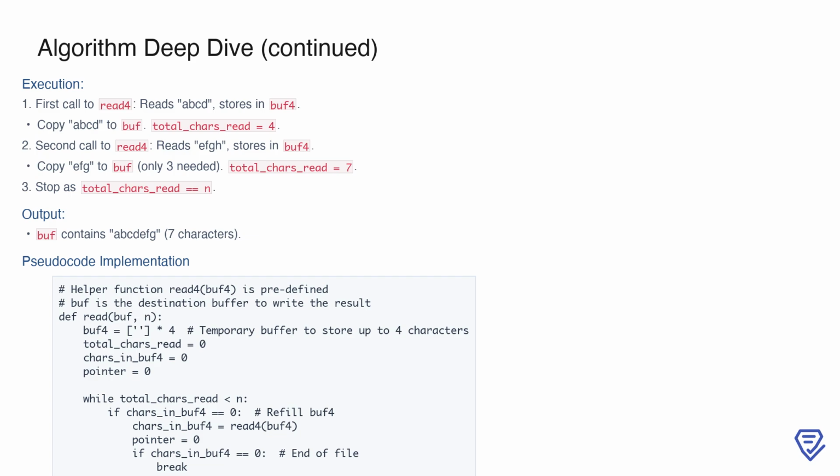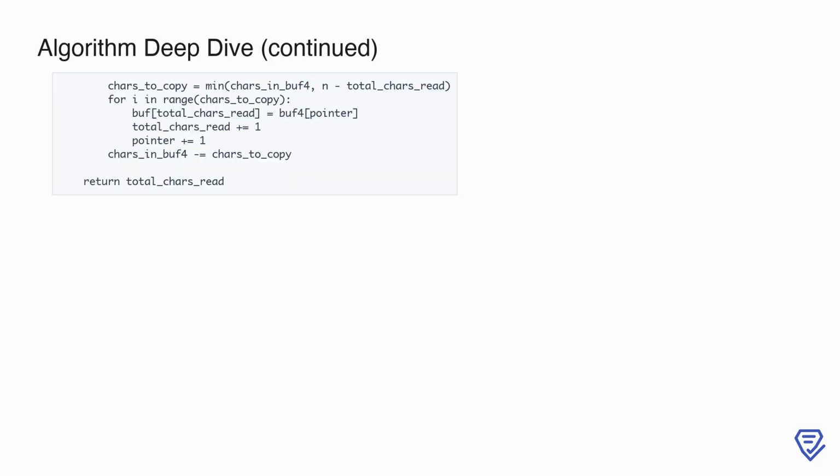However, since we only need 3 more characters to reach n equals 7, we copy efg from buff4 to buff, bringing total_chars_read to 7. At this point, we stop because we've read exactly the requested number of characters. The output buffer, buff, now contains abcdefg, which is the 7 characters we needed. Here's the pseudocode to implement this logic.